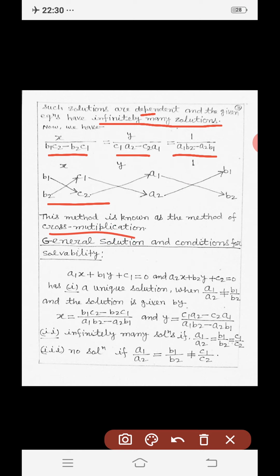Now we will discuss the general solution and conditions for solvability.